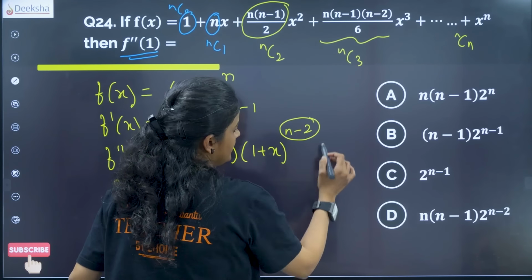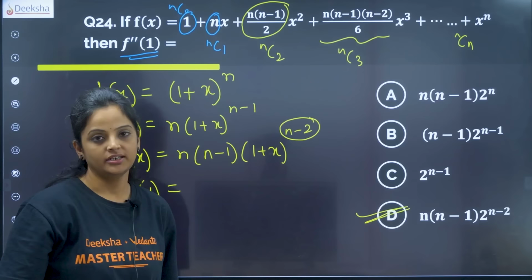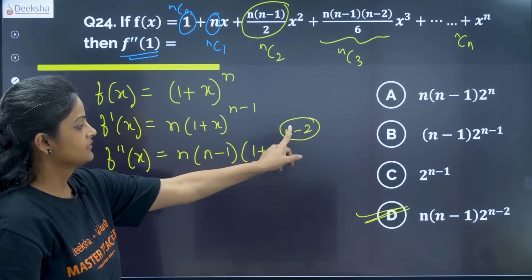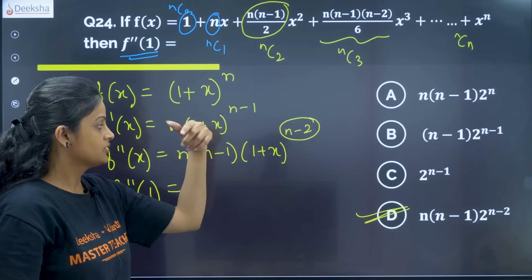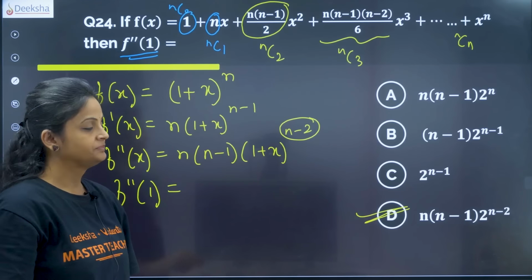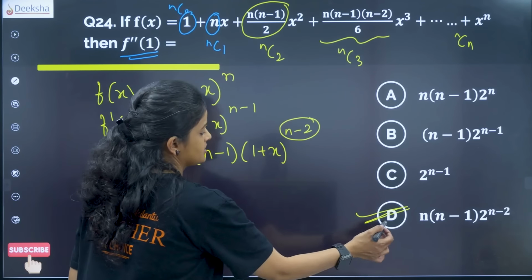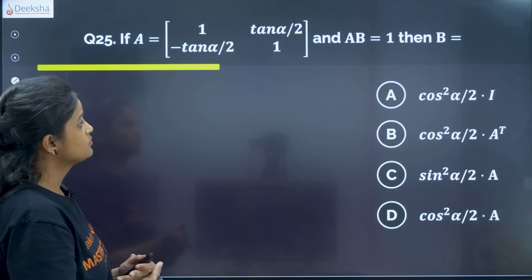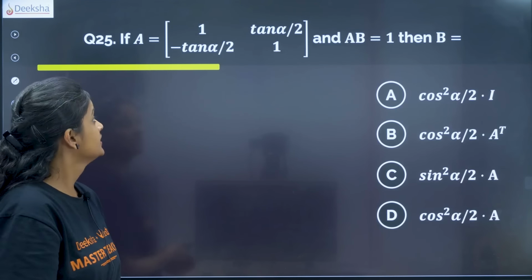And this power we have only in option D. By that only you can make out, right? So in this we have n into n minus 1 into 2 to the power of n minus 2, that is only in option D. On substituting x as 1, we get option D. Okay. Let's move ahead with the next question.